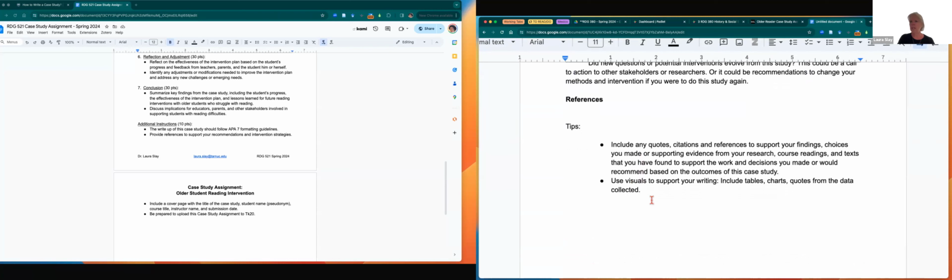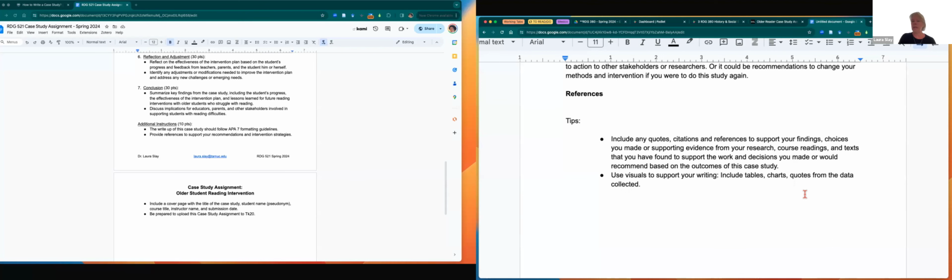And then the second tip is the visuals. Lots of visuals are key. They're really great and they help your reader understand your story. So you can include tables and charts and quotes from your participants or people that you talk to, maybe a quote from a parent or from the teacher that you work with alongside the student. Anything that helps to support and substantiate the work that you're doing and make it easier and more visual for us to understand. So I hope that was useful.